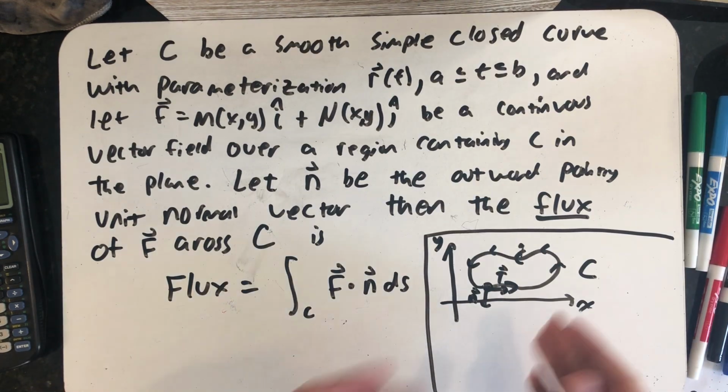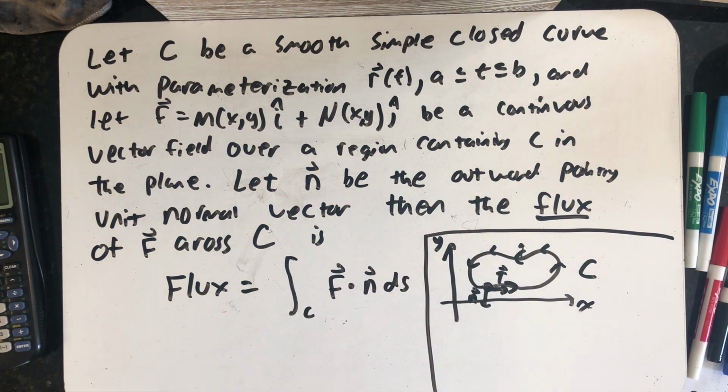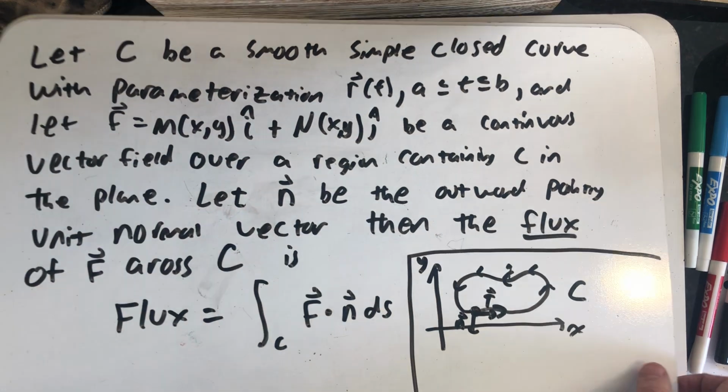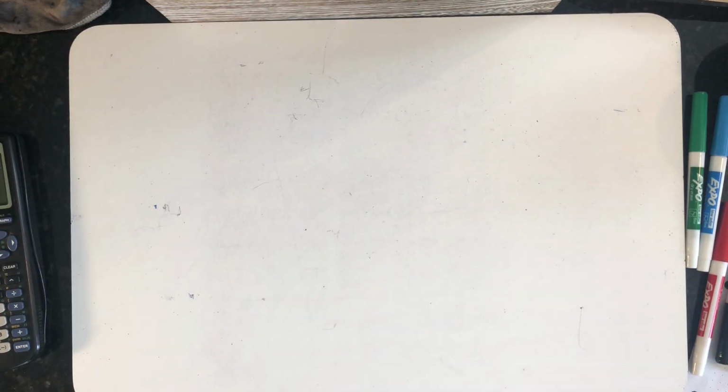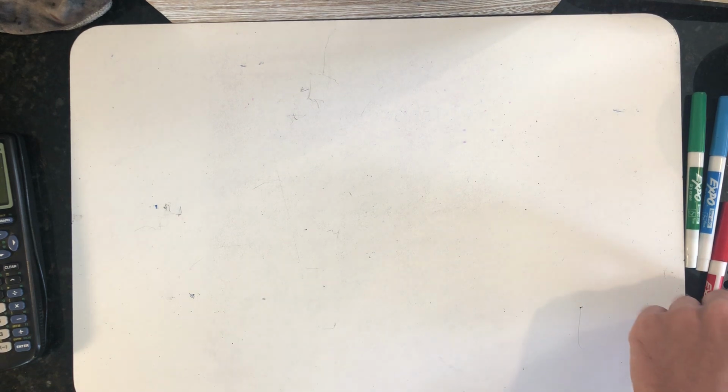And so I have a simple closed smooth curve in the plane here I've called C, and we can imagine a vector field. This time I didn't draw all the little vectors going around it, and we just need to talk about a way to get at this calculation. Well, that's all about figuring out what little n is doing.